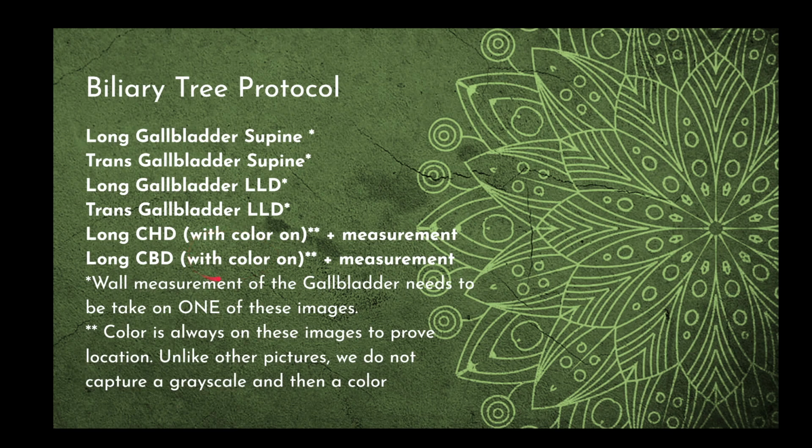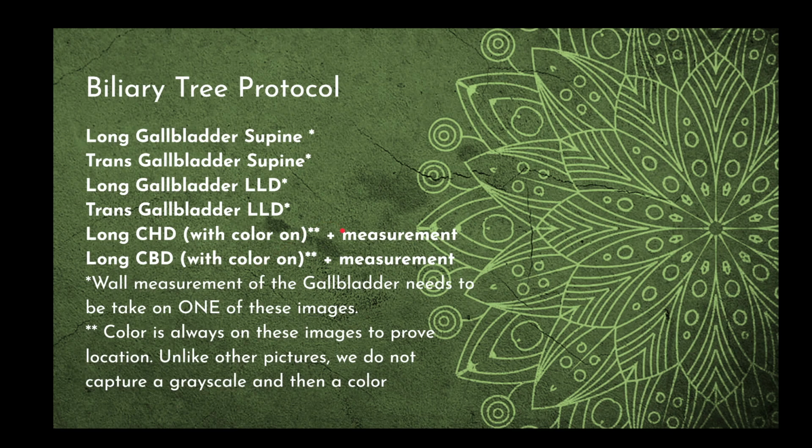Color on means that we are differentiating between the bile ducts and the other vessels like the hepatic artery or small portal veins that run with it. So your first picture is always going to have color on. We don't take a grayscale of the ducts. We take a still image with the color on. So that's our without measurement picture, color on without measurement.